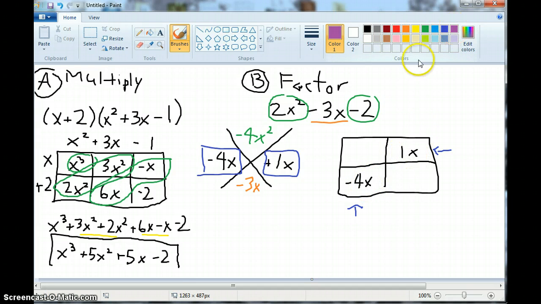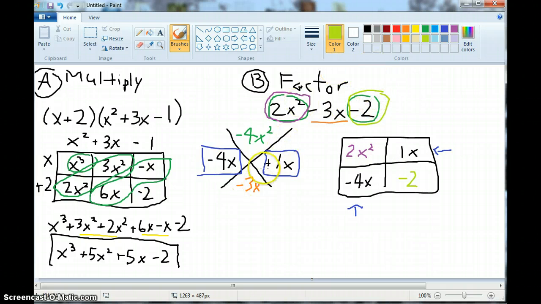Okay, now other things are I need that top left corner. That top left corner is going to be 2x squared, and that bottom right hand corner right here is going to be negative 2. Now you can notice from the previous example that this negative 2 here doesn't really change, right? Negative 2, negative 2. X to the third, x to the third. Those are always right there. Same thing with this 2x squared and this negative 2. You can take it right from the original.